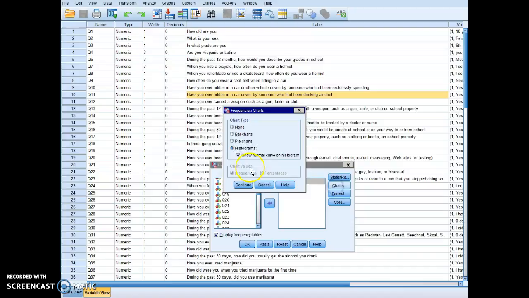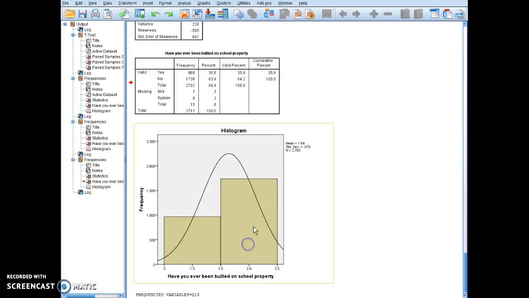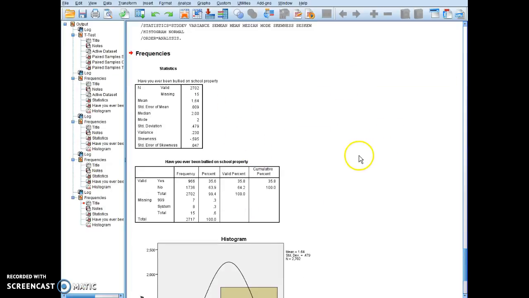I will then go to charts, and we will want to look at histograms, and then it's our personal choice if you want to see a normal curve on the histogram or not. And then I hit continue, and I will run the data. So this is the data that has been run.